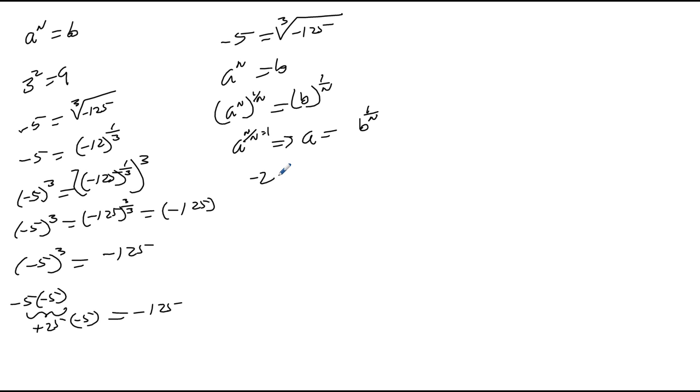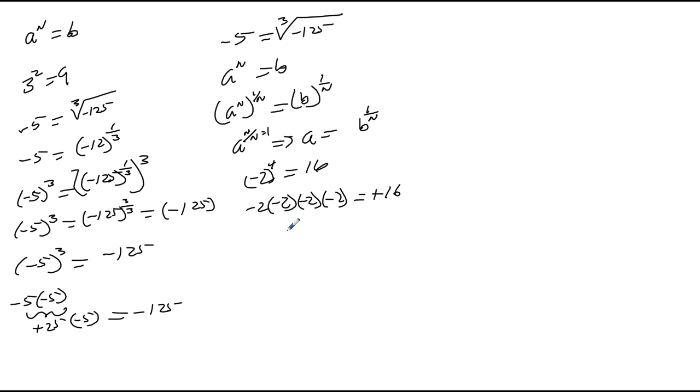Let's say minus 2, with parentheses around it, raised to the power of 4 is equal to 16. That's minus 2, 1, minus 2, 2, minus 2, 3, minus 2, 4. That's 4 of them. Minus times minus is a plus, times a minus is a minus, times a minus is a plus. So that's plus. 2 times 2 is 4, 2 times 4 is 8, and 2 times 8 is 16.